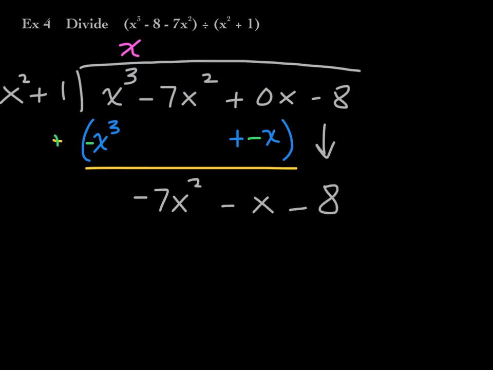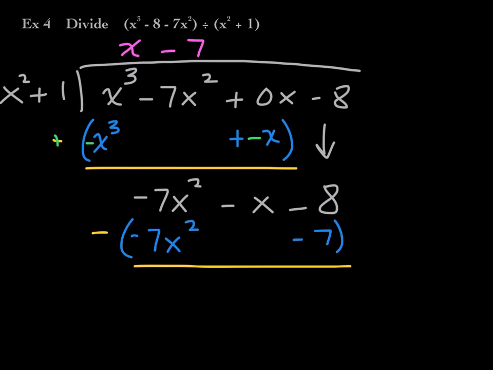Okay, now keep going. X squared times negative 7 will give me negative 7x squared. So now I take each term in my divisor and multiply it by negative 7. X squared times negative 7 is negative 7x squared, and then 1 times negative 7 is negative 7. I put parentheses right away, and then I will subtract. And don't forget to be careful with your signs. Okay, I'll make sure that looks like a plus sign there. All right, cool. So then what you're left with is a negative x minus 1.